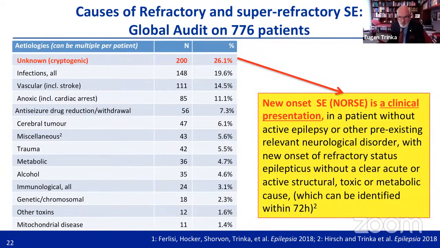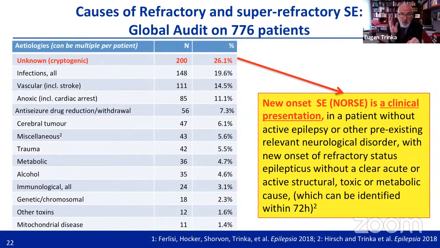New onset super-refractory status is a clinical presentation in a patient without active epilepsy or other pre-existing relevant neurological disorder with new onset refractory status without a clear acute or active structural toxic or metabolic cause, which can be identified in 72 hours. That was a consensus paper led by Larry Hirsch, who really moved the field in that aspect. And 72 hours is quite long.